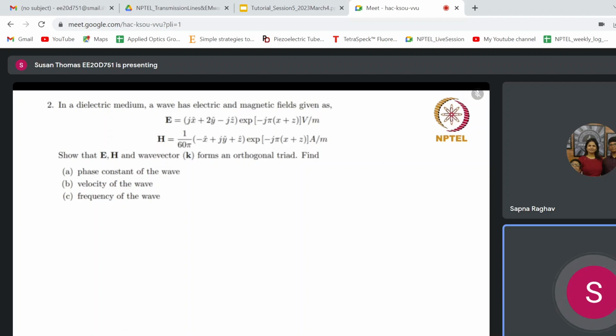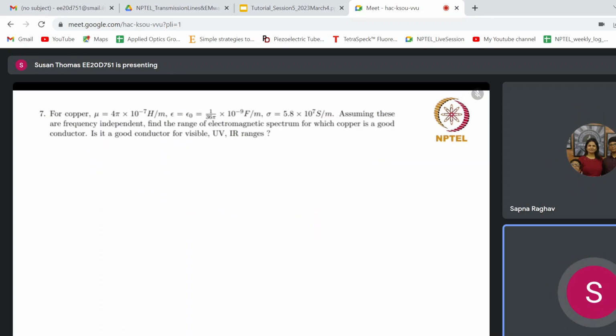If you see, there are two equations written there, the electric field equation and the magnetic field equation. From that, I think we can discuss this in the next week because this includes some concepts from week 7 also. Okay, let's have a look at this question.